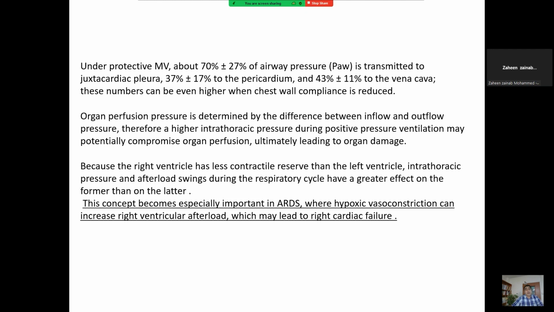Because the right ventricle has less contractile reserve than the left ventricle, intrathoracic pressure and afterload swings during the respiratory cycle have a greater effect on the former than the latter. This concept becomes especially important in ARDS, where hypoxic vasoconstriction can increase right ventricle afterload, which may lead to right cardiac failure.